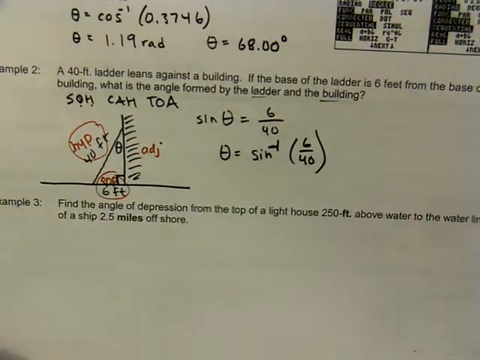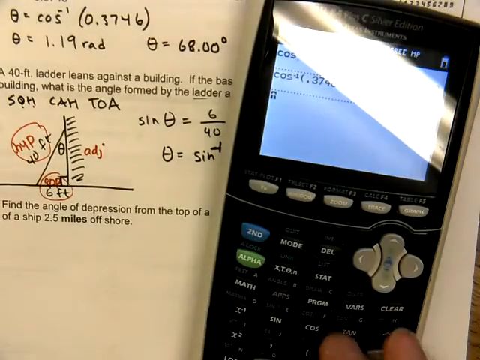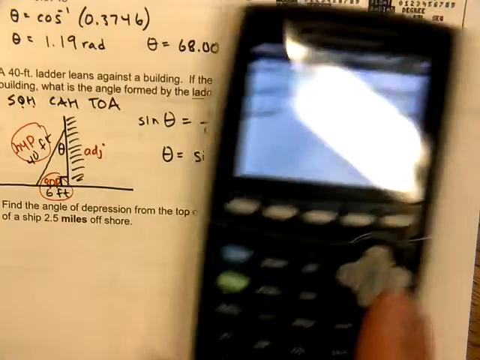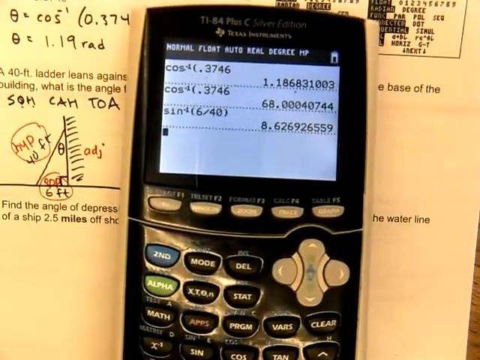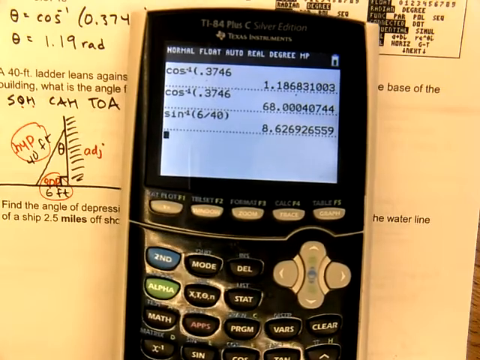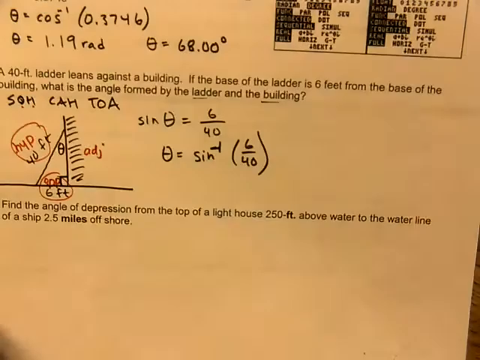And we'll type this into our calculator. Inverse sine of that 6 divided by 40. So we get 8.63. Again, I'm rounding to the hundredths. And that'll be in degrees.